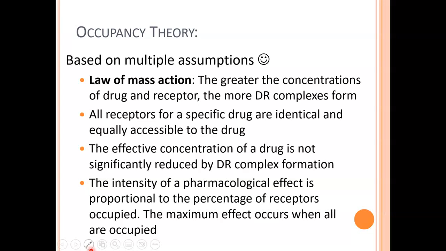The effective concentration of the drug is not significantly reduced by drug-receptor complex formation. So basically there's going to be an excess of drug floating around, I would interpret that as. The intensity of the pharmacological effect is proportional to the percentage of receptors occupied. So let's imagine a system where there's 100 receptors. If 100 receptors are occupied, you'll get maximum pain negation, shall we say. If only 50% of the receptors are occupied, you'll only get around about half the pain negation. And if none are occupied, you get no pain negation at all.